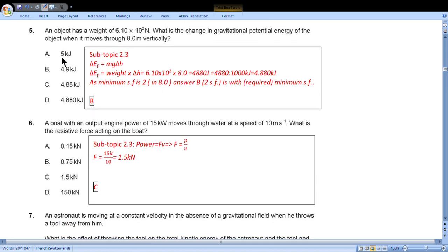Too small. Question 5. An object has a weight. What is the change in gravitational potential energy of the object when it moves through 8 meters vertically? Subtopic 2.3. Formula for change of potential energy. mg is weight. Here, attention: weight is given to 3 significant figures, but delta h to 2 significant figures. So the answer should be given to 2 significant figures, which is the minimum. And we get 4.888, and we choose 2 significant figures. So if we round, we get 4.9, so it is B.